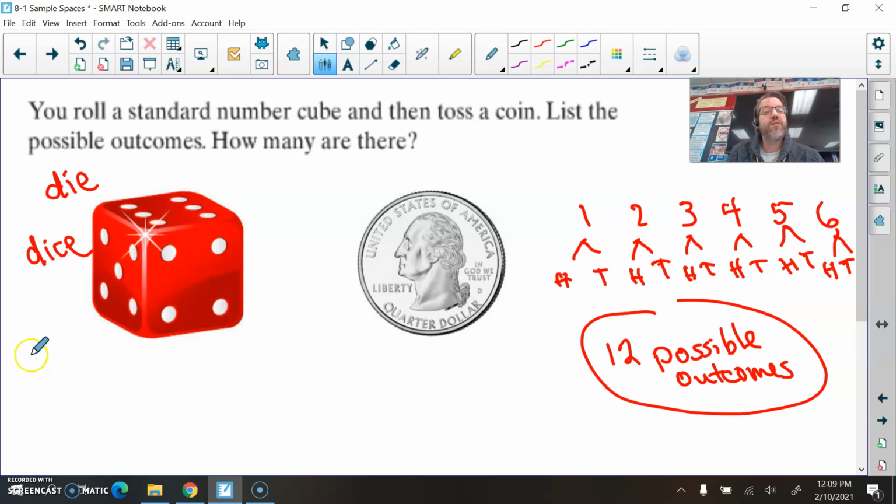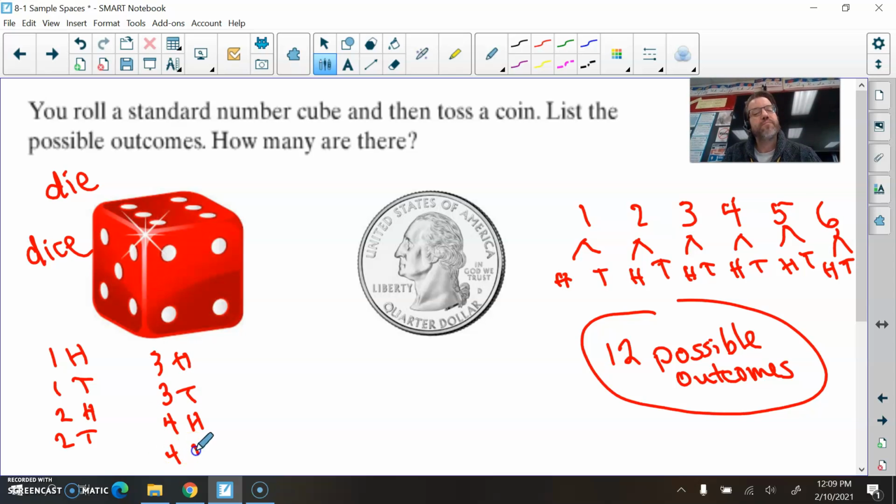You know, we could roll a 1 and then land on heads, 1H. We could roll 1 and land on tails, 2 heads, 2 tails, 3 heads, 3 tails, 4 heads, 4 tails. Isn't this fun? 5 heads, 5 tails, 6 heads, 6 tails. Those are all the possible outcomes. You can see we have 1, 2, 3, 4, 5, 6, 7, 8, 9, 10, 11, 12 possible outcomes if we roll that number cube and then toss that coin.